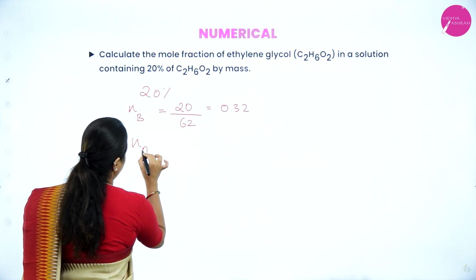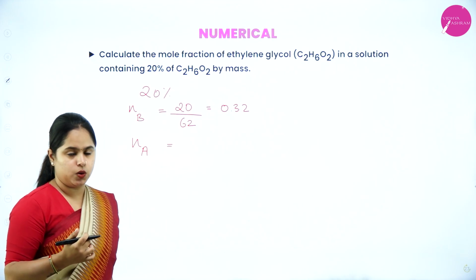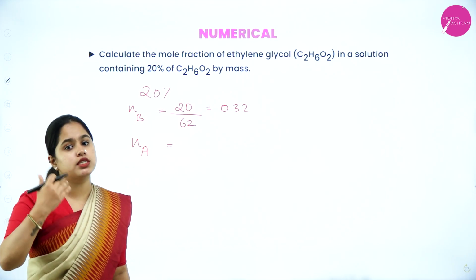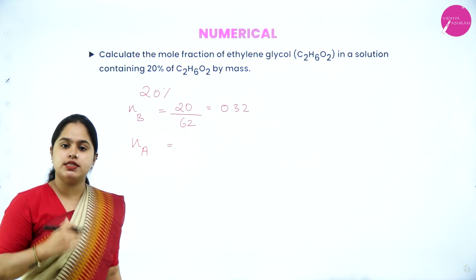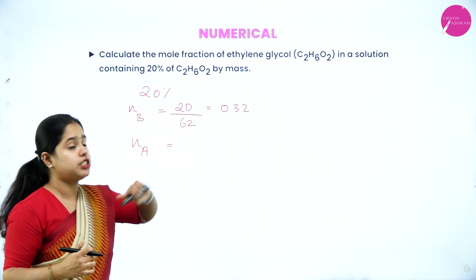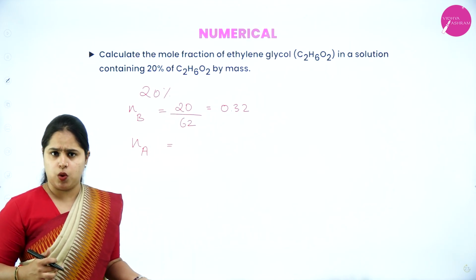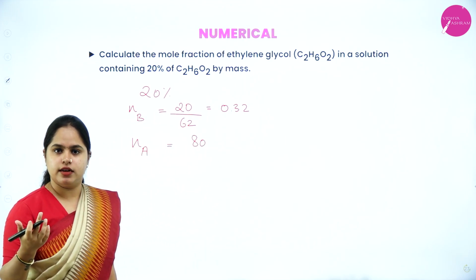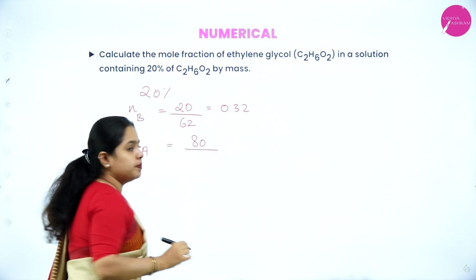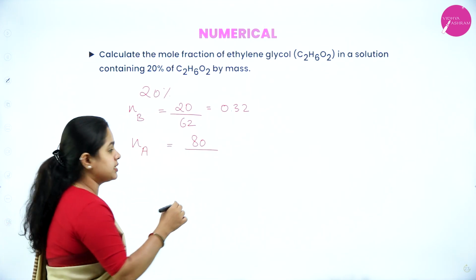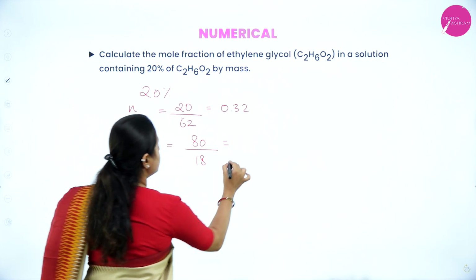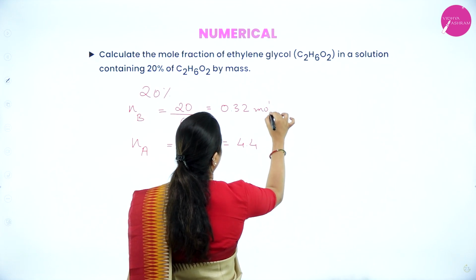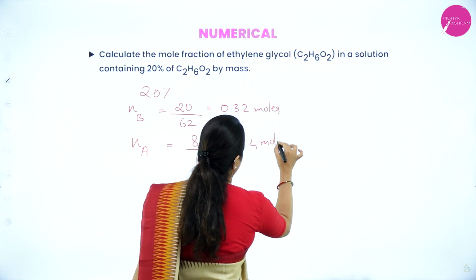Now we have to calculate the number of moles of water as well. That is the solvent, so I write it as Na. How do you calculate the number of moles? Mass by molar mass. What is the mass here? 20% ethylene glycol by mass means the rest is water, so it will be 80. 80 plus 20 gives you 100. Divided by the molar mass of water, which is 18. So that gives you 4.4 moles. So here it is 0.32 moles and here it is 4.4 moles.